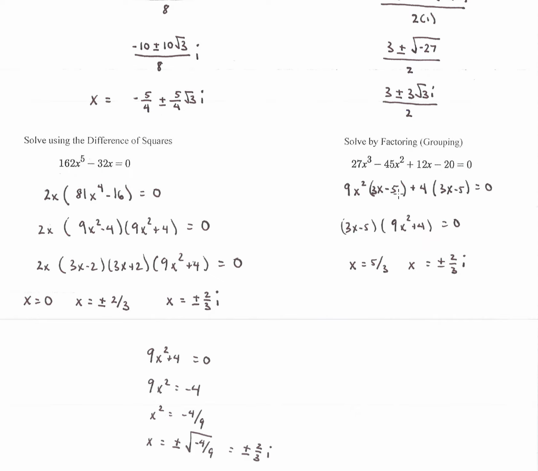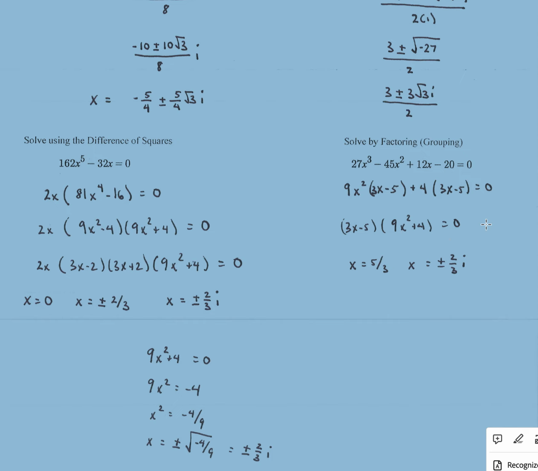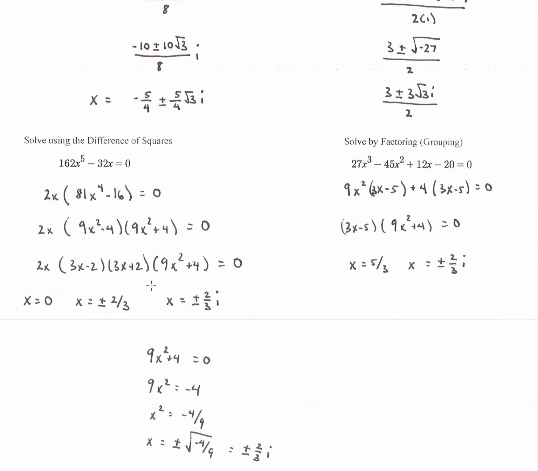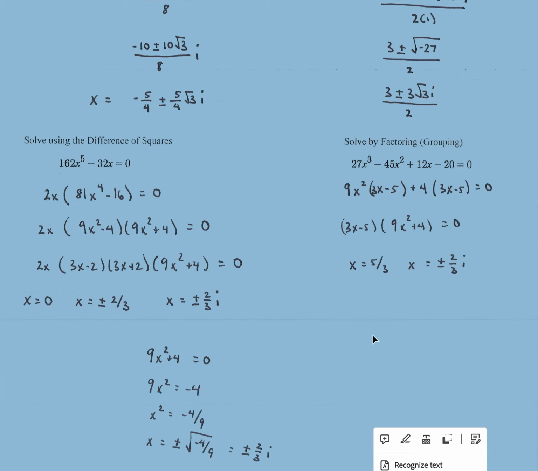I created a 3x minus 5 and a 3x minus 5. Now take a 3x minus 5 out from both of them, leaving behind 9x squared plus 4. And it just happened that it was the same thing. So we have, this is easy. That's just 5/3. And then this right here, we have to do exactly what we did right over here. Set it equal to 0, use square roots, and find. And again, x cubed, you're going to get 3 solutions. 5/3 plus or minus 2/3 i.